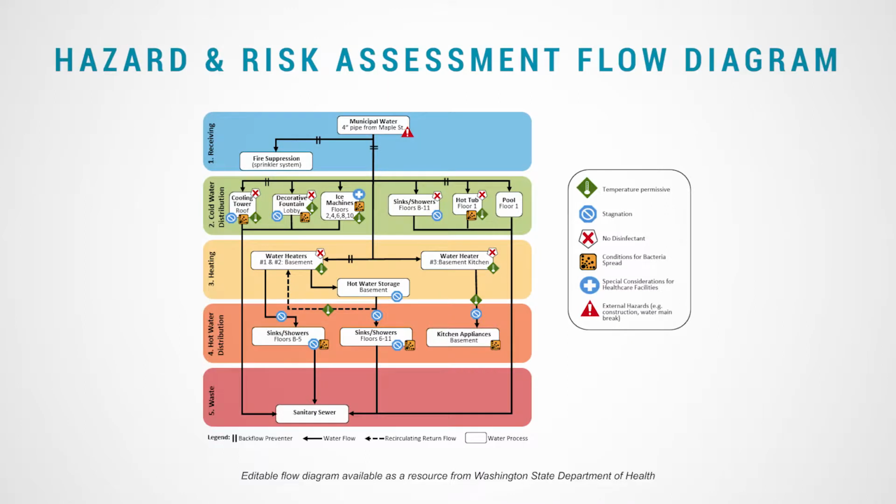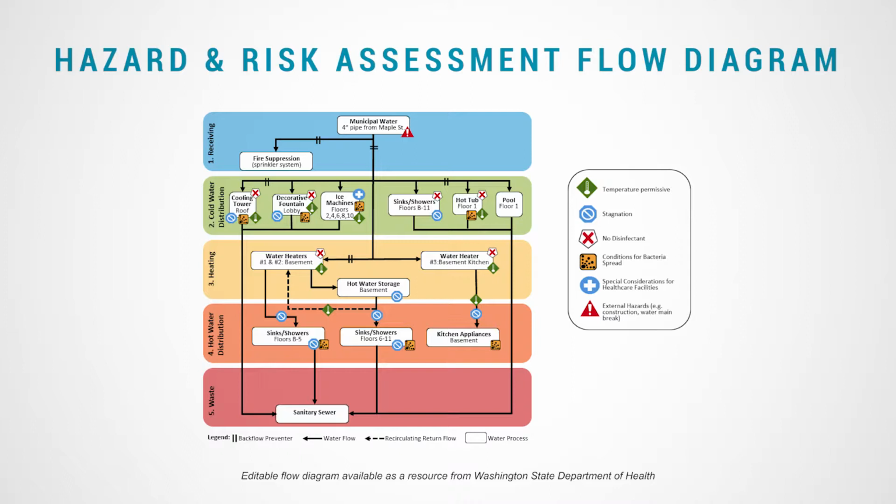Here is an example using the editable hazard and risk assessment flow diagram. In this flow diagram, the municipal water could be potentially affected by a water main break or construction in the area. Make sure your water system has updated contact information for your facility staff so that they can notify you if there are any possible interruptions or breaches in your water system's infrastructure.